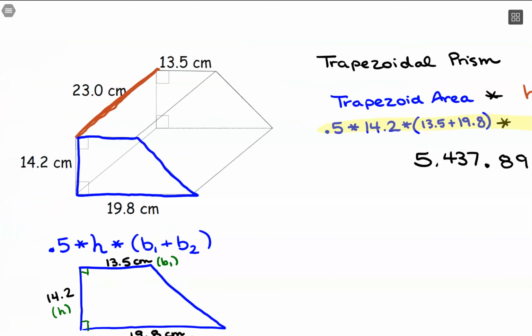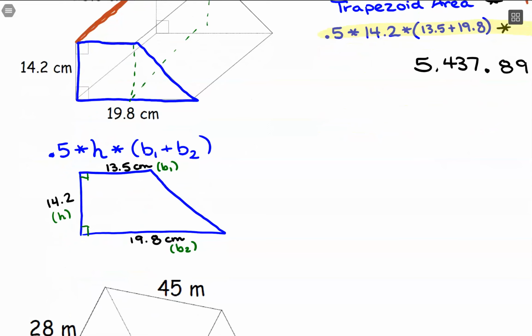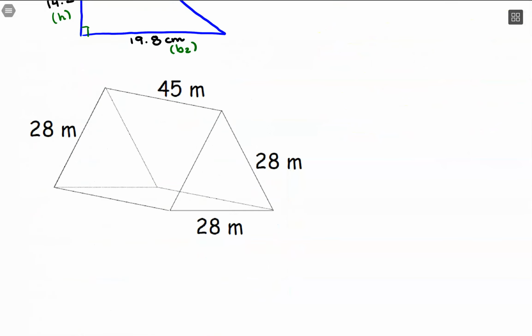I've seen this done other ways too. Maybe you think about separating it up. You could separate it into two separate volumes where you have a rectangular prism and then you're adding a triangular prism, and you'd get the same thing out. But let's move on to our next one.